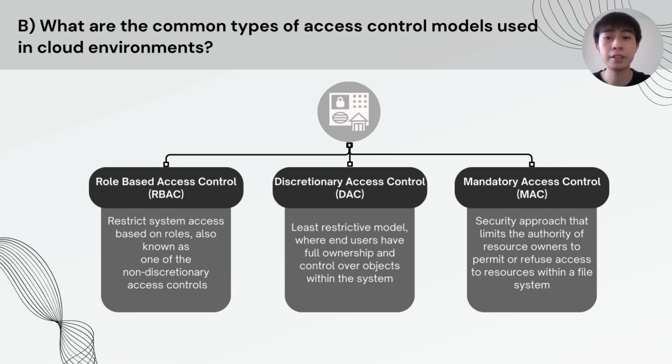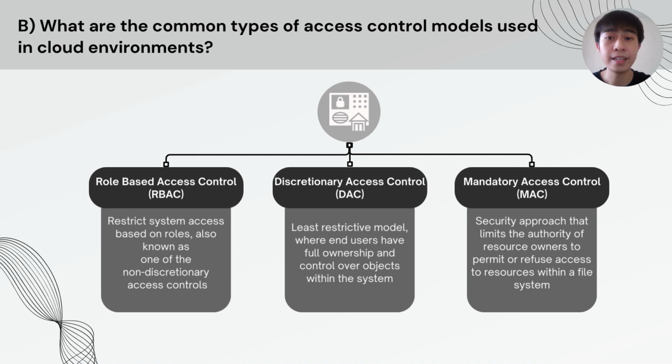Next, the second most common access control model will be discretionary access control, also known as DAC. DAC is the least restrictive model where it allows users to have full control over the objects within the system. Although it makes it very flexible and scalable for users, it may lead to potential inconsistencies if not managed correctly.